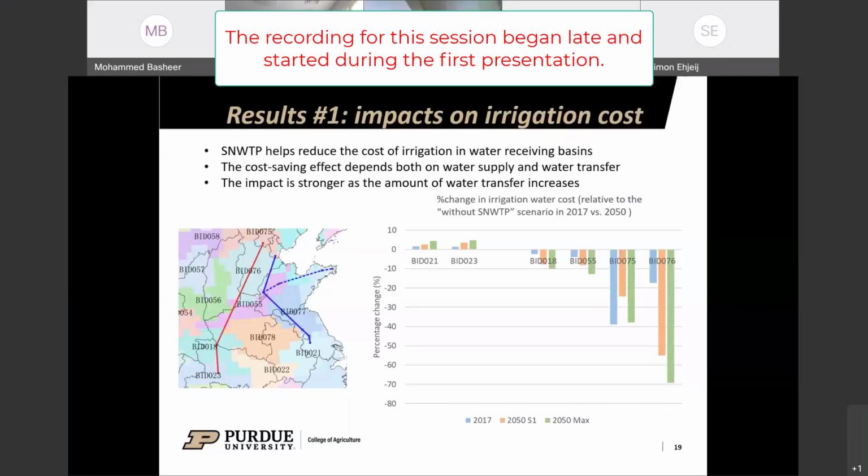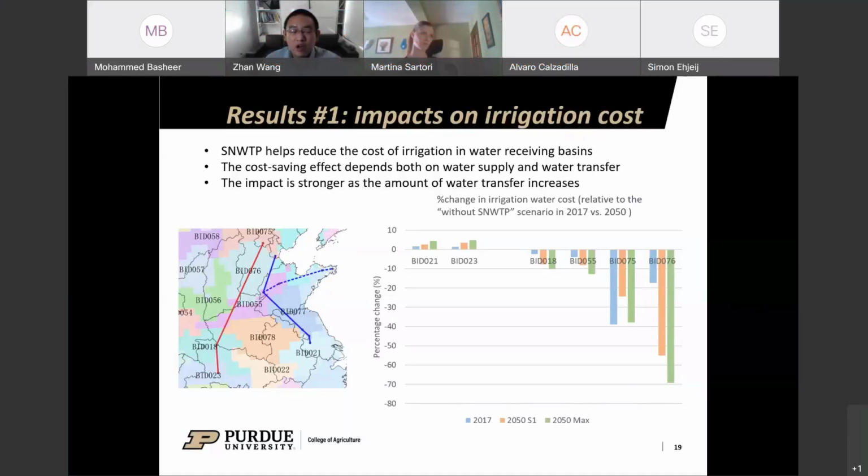When you have more water transferred, the impact of irrigation water cost saving is also stronger.